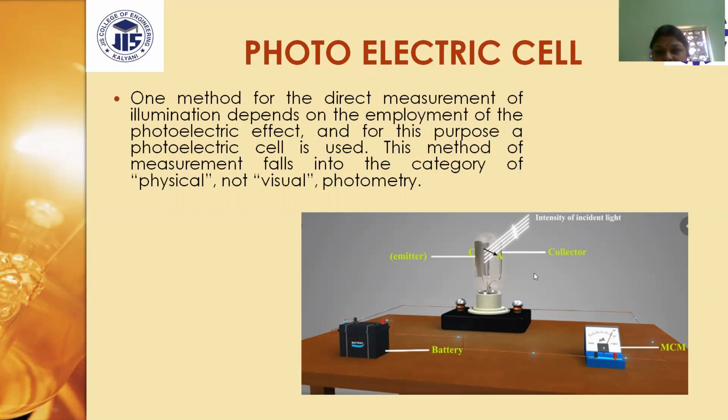So here we can see a picture where a photoelectric cell is present, where emitter and collector are seen. Intensity of incident light enters. This is cathode and this is anode. Here a battery is present, and by this circuit we can get the value of current from this microammeter.